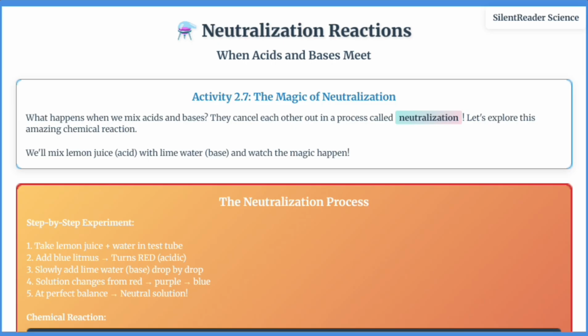This reaction follows the pattern: acid plus base gives salt plus water plus heat. The heat production proves it's a chemical reaction. This neutralization process has tremendous practical applications in our daily lives.